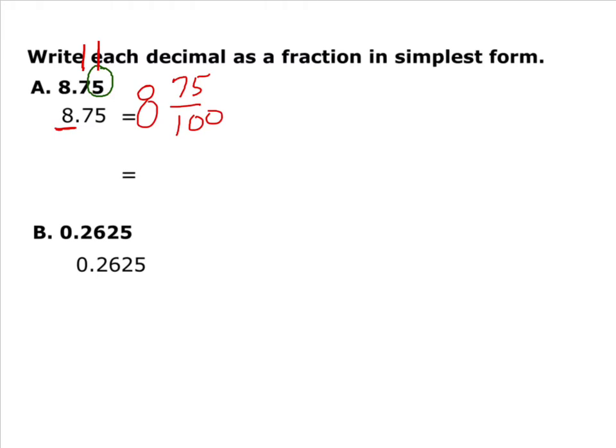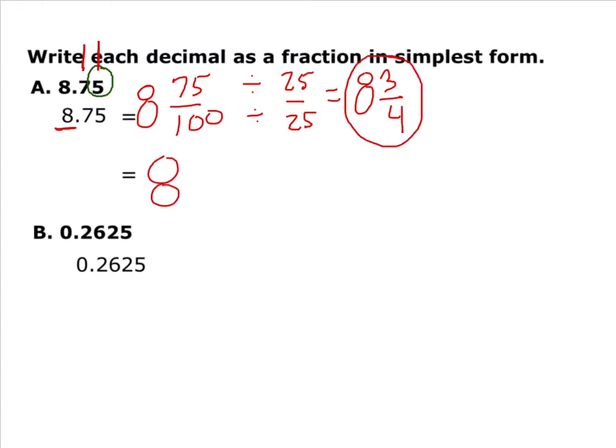Well, I need to simplify that into lowest terms, and I know that 25 will go into both 75 and 100. So that's going to give me 3/4. So I know that my answer is going to be 8 and 3/4. I guess I should write that right here, huh?